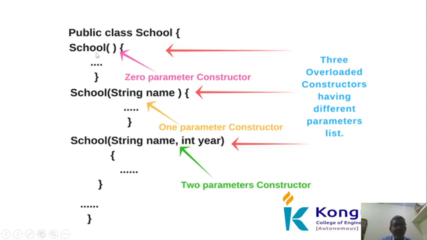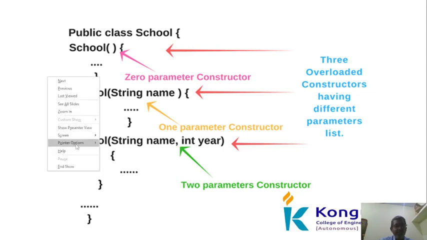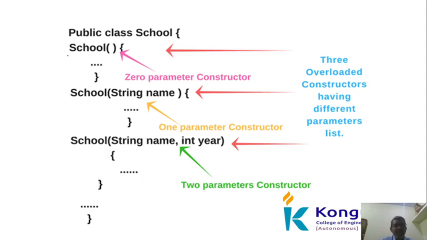Okay, so this is the example they have given. Here the class name is School. Before that the class keyword is there, and then the access modifier, which can be public, private, or protected. Here it is given as public. The class name is School, and the constructor name is also School. This constructor doesn't have any parameter.